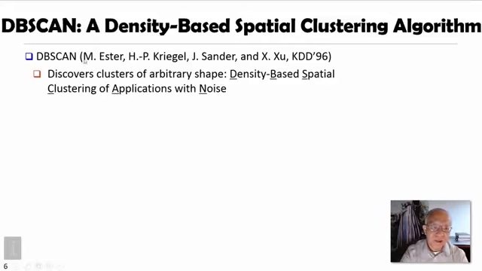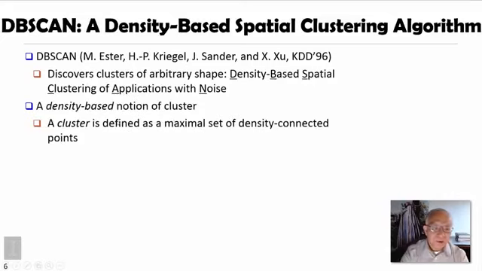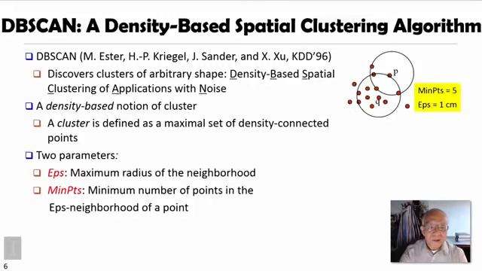Actually, DBSCAN itself is an acronym of Density-Based Spatial Clustering of Applications with Noise. The method introduced a new notion called density-based notion of cluster. That means a cluster is defined as a maximal set of density-connected points. It defines two parameters, one called epsilon, or EPS, is the maximum radius of the neighborhood.